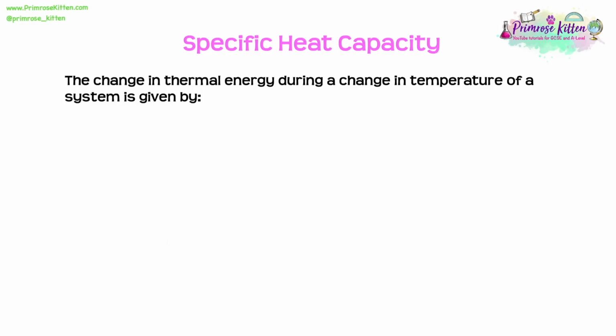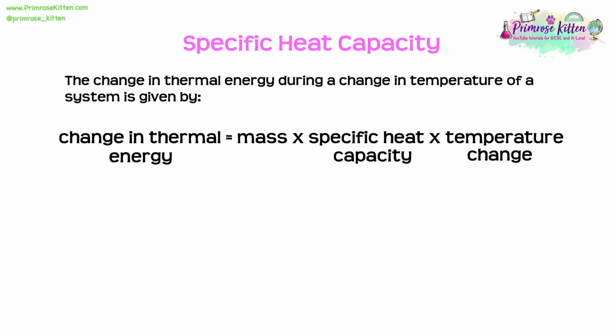We need to know this equation, which enables us to find the change in thermal energy of a system. So, the change in thermal energy is equal to the mass times the specific heat capacity of the material times the temperature change of the system. As always, we might find it easier to use the symbols for this. Here, though, we're going to see a triangle, which is known as the Greek symbol delta. So we've got delta E equals m times c, that's specific heat capacity, times delta theta.